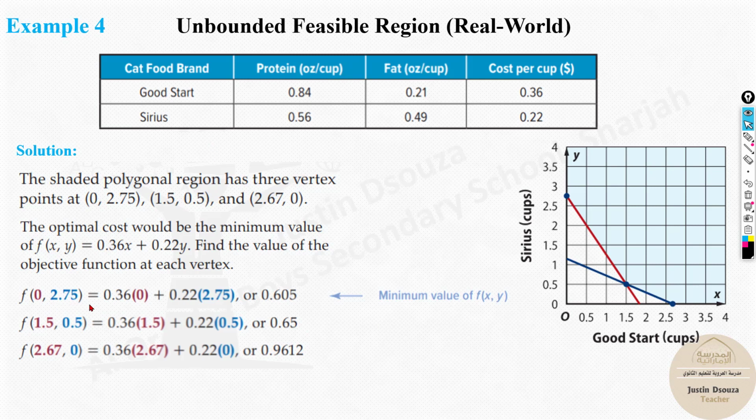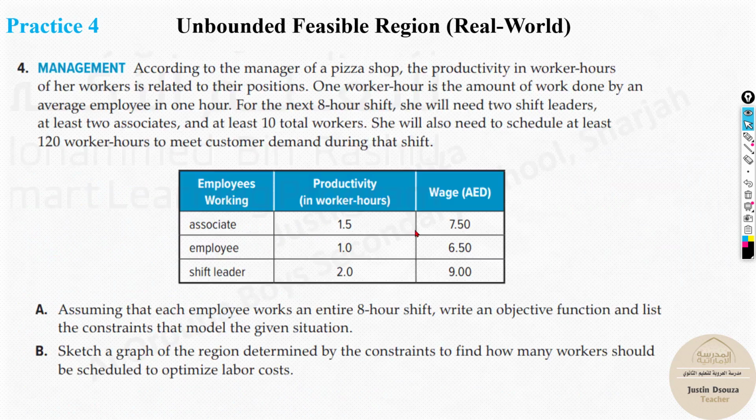Since we have got the minimum cost for this particular interval, that is 0 to 2.75, that means you do not need to buy any Good Start food brand. Only if you buy Sirius of 2.75 units, that's enough, and that will be the cheapest option.